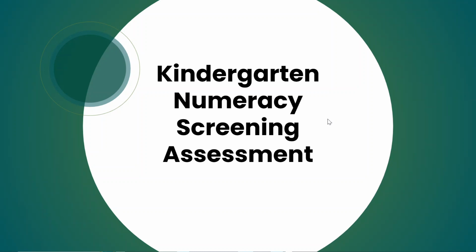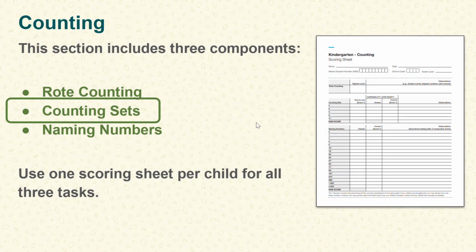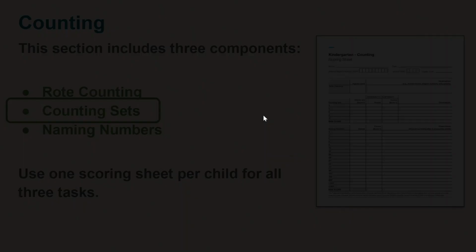Welcome back. We're going to continue our look at the counting component of the Provincial Numeracy Screening Assessment for kindergarten. Within counting, just as a reminder, there are 3 tasks, and in this training video, we are going to be looking at the counting sets task. As before, you're going to use 1 scoring sheet per child for all 3 of these tasks. And so the counting sets task falls right within the middle of the scoring sheet.